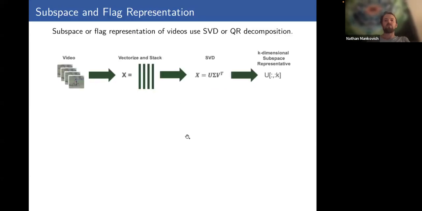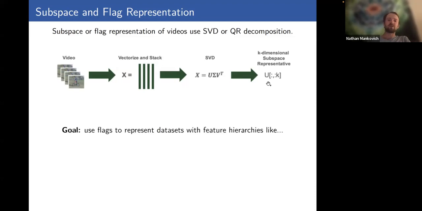And so, right, so far what we were doing for subspaces and even for flags as well, I did some experiments with videos, is you take the video, you vectorize and stack the video, you run an SVD or a QR decomposition, and then you just take the output of that to represent the data. But now our goal is to use flags to represent data sets with other feature hierarchies, or specifically to represent data with feature hierarchies.